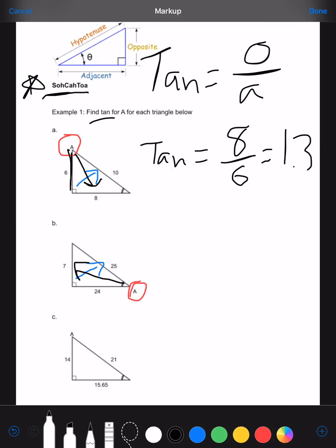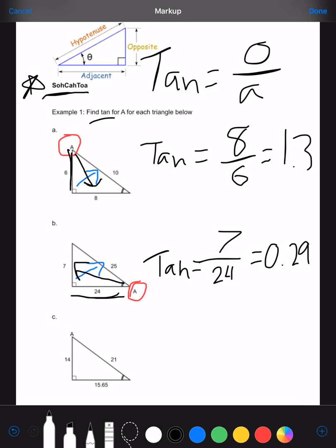across is 7. So tangent is equal to 7 over. And then our adjacent side is going to be this 24. So 24. Now, again, I want this in decimal form, so we're going to do 7 divided by 24. We get 0.29.